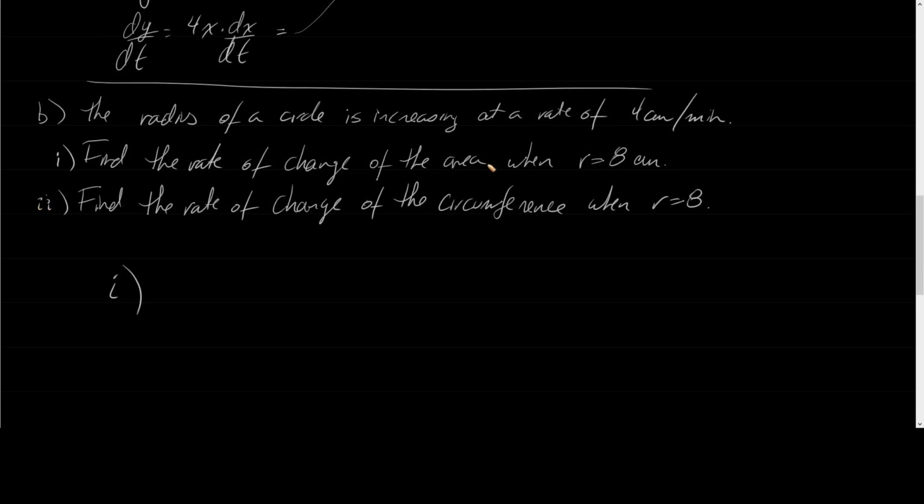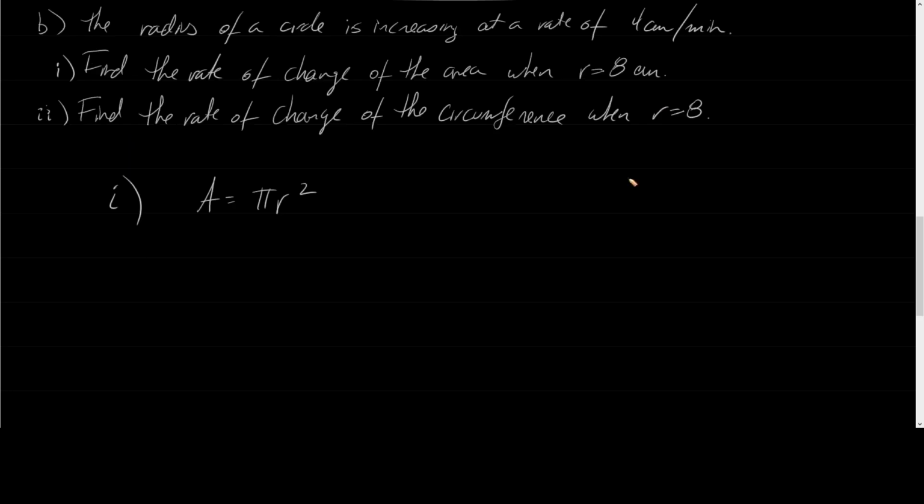We're working with area, right? So I'm going to start with the formula for the area of a circle, because we're working with the radius of a circle. So pi r squared, all right? Now, what's going on with the circle? Well, we see that the radius is increasing at some rate. So as far as the visual goes, what's really happening here?